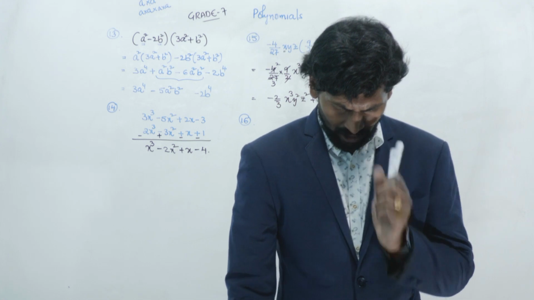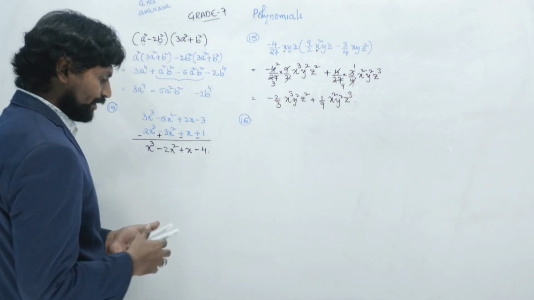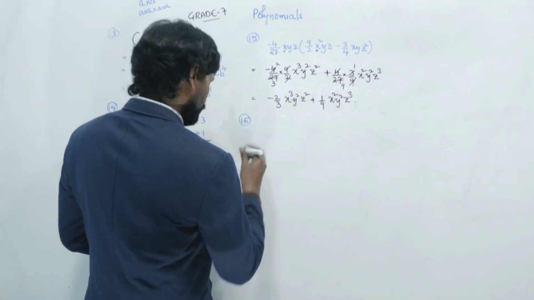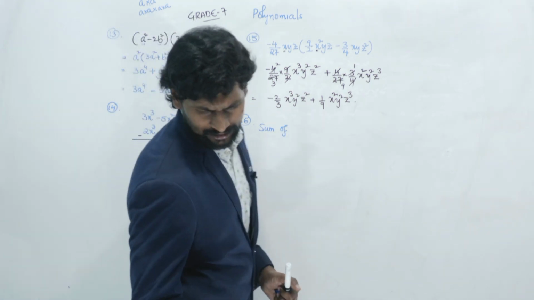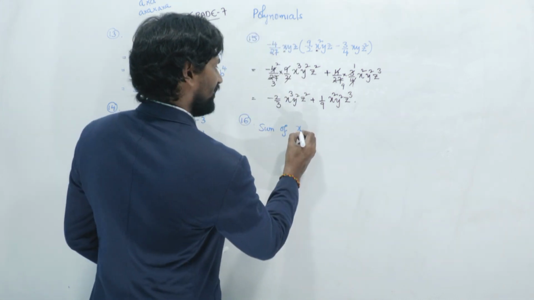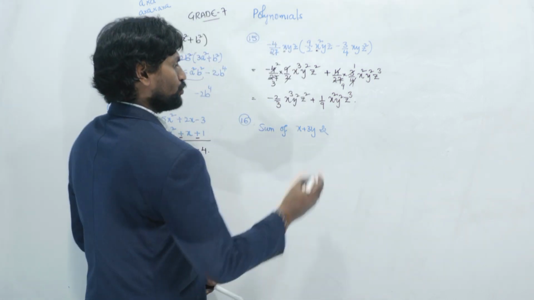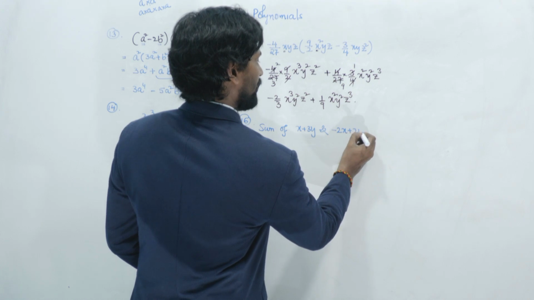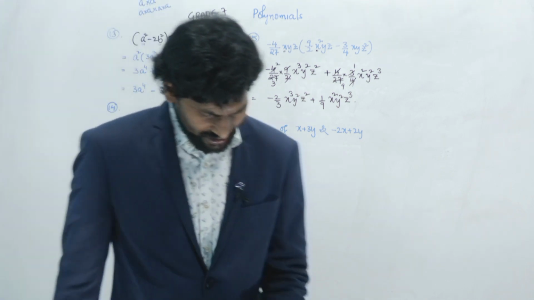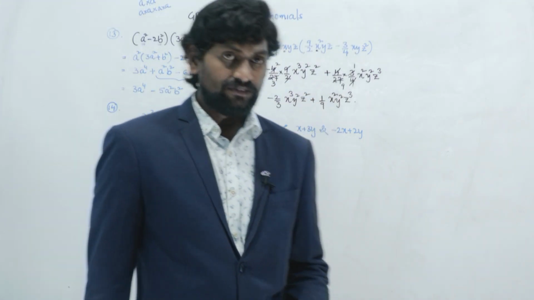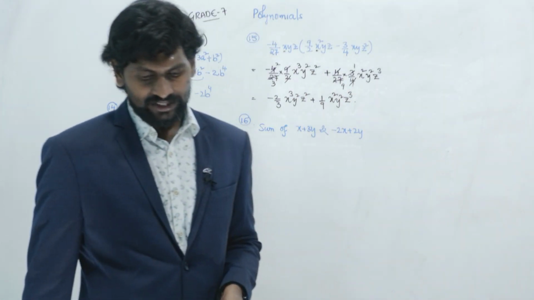Right. So from the sum of x plus 3y and minus 2x plus 2y, the sum of two binomials. What are the binomials? It is given that x plus 3y and minus 2x plus 2y. That means these two algebraic expressions we need to add. Next, subtract x minus y. That means with this result, we need to subtract x minus y. Then the result we have to get.